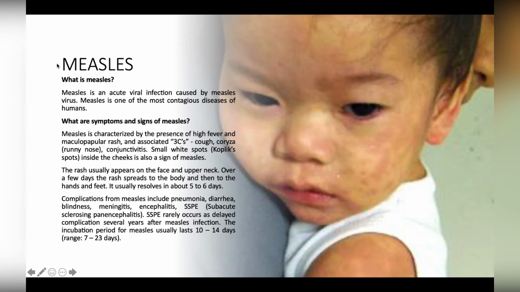Measles is an acute viral infection caused by the measles virus. Measles is one of the most contagious diseases of humans. What are the signs and symptoms of measles?